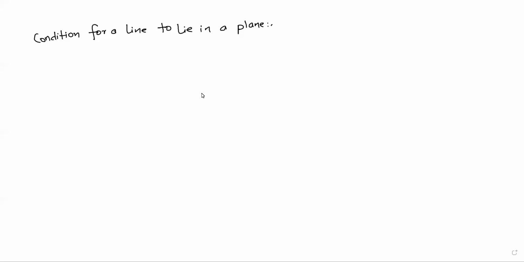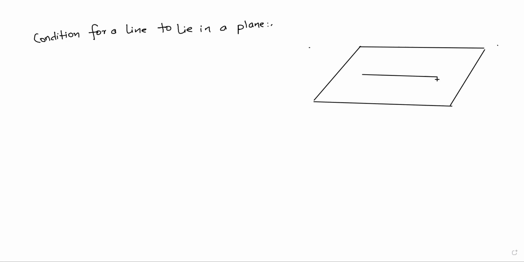So, for example, if we have this plane, this is a plane and this is a line which lies in this plane. So what will be the condition? First of all, the equation of the plane will be r dot n is equal to d, where d is not the distance from the origin, because this is not a unit vector. For the line we have the equation r is equal to a plus lambda b.